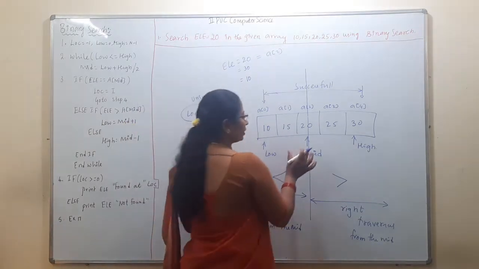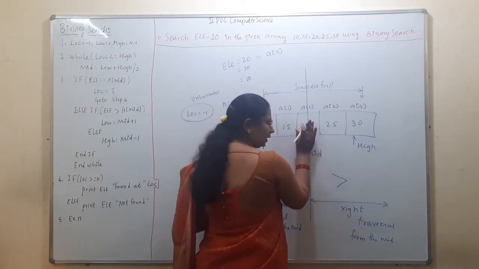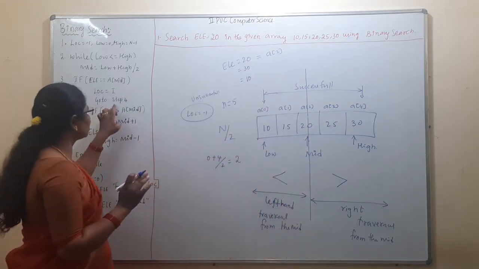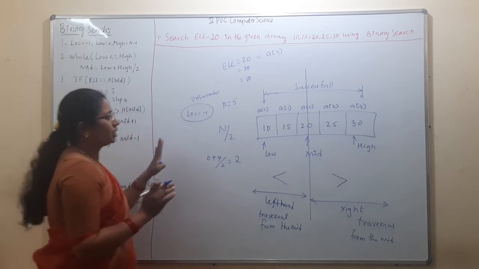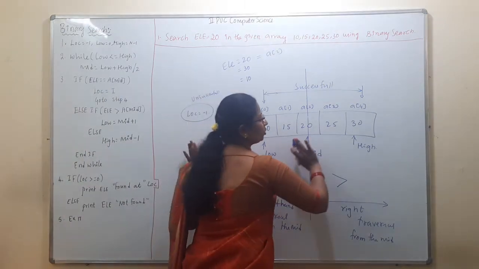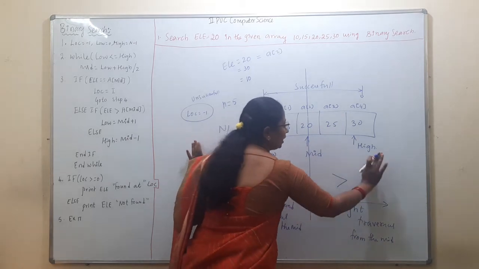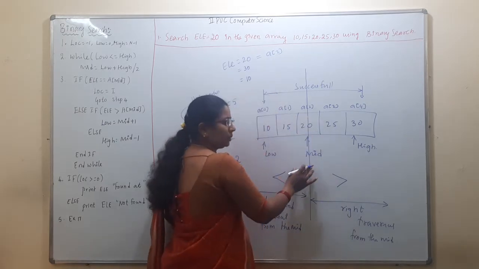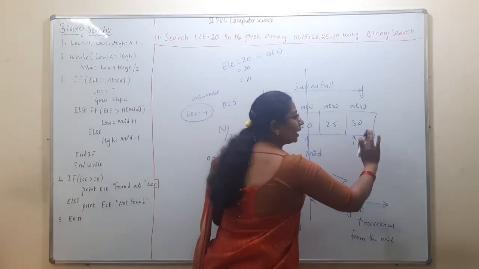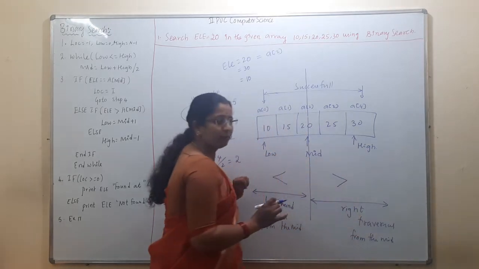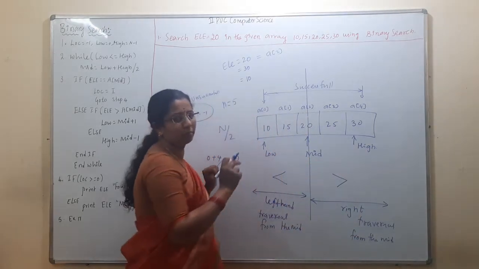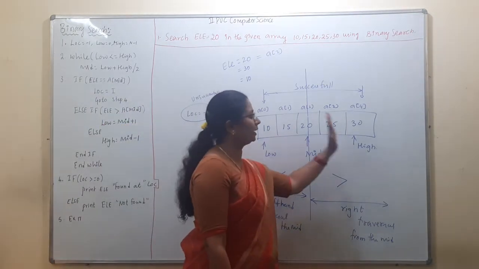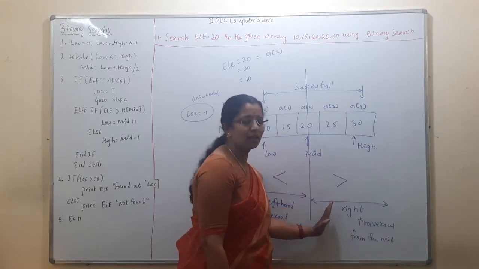First we compare with the mid element. If the mid element and the searching element are both equal, then we stop the procedure. If the searching element is not the mid element, then I should check the condition, less than or greater than. If the searching element is greater than the mid element, then I should traverse the right hand side from the mid position, if it is in ascending order. That will be important. If the elements are ascending and the searching element is greater than the mid element, I should traverse the right hand side.